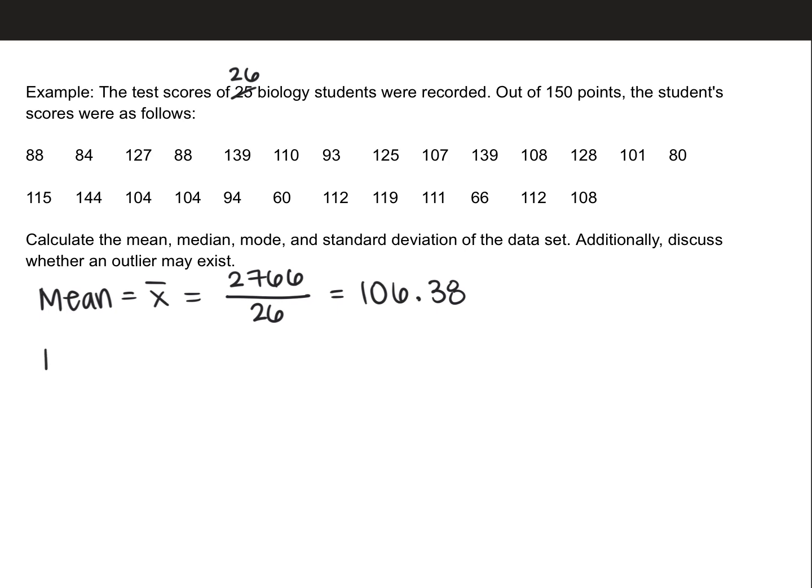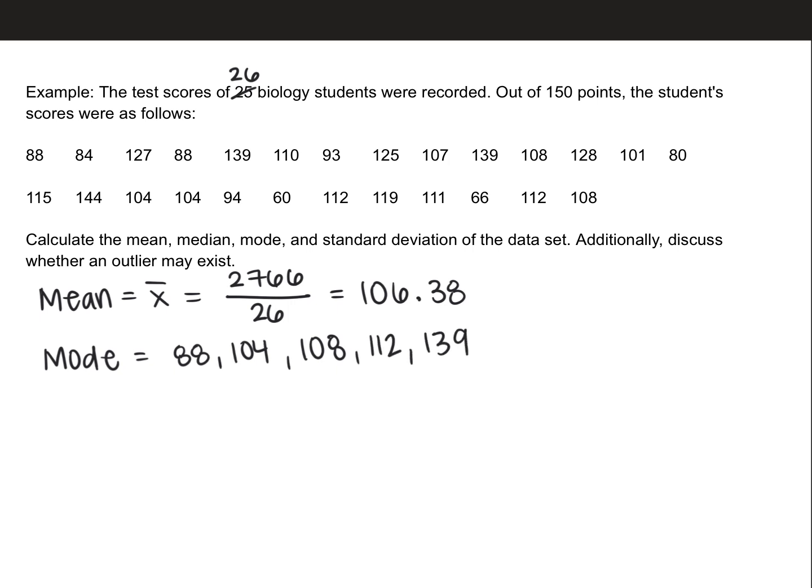I'm going to do mode next. When I'm looking at my data set, there are 5 numbers that appear twice, and that's the most any number appears. So we're going to have 5 modes. The first one is 88. Then we have 104, 108, 112, and 139.